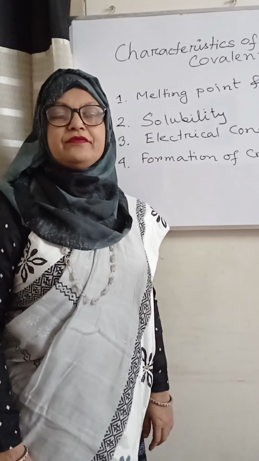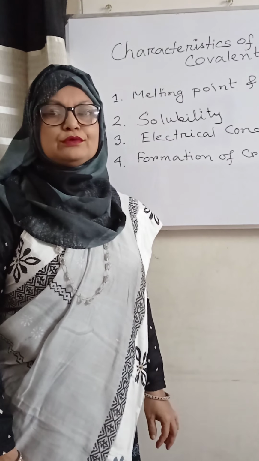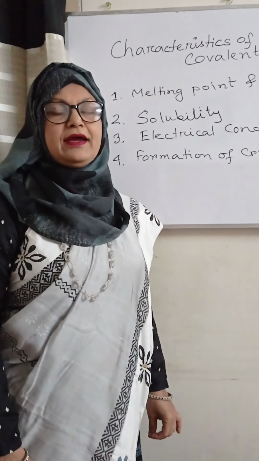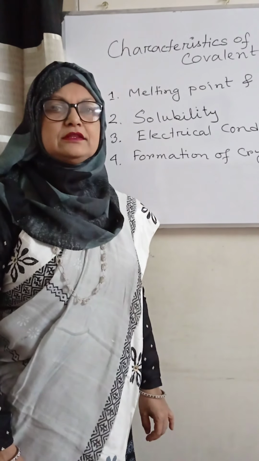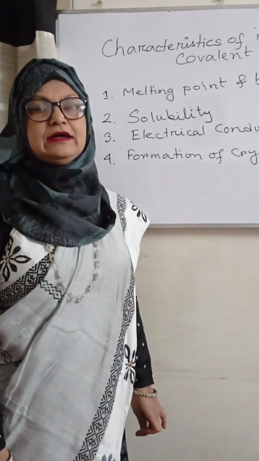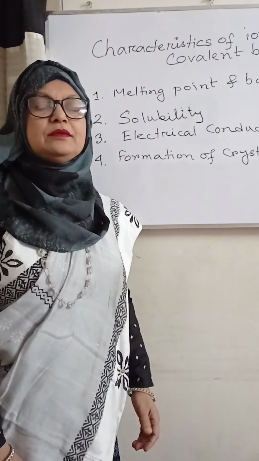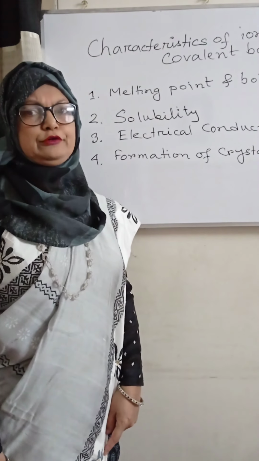So from the above discussion, we can conclude that ionic compounds have higher melting and boiling points than covalent compounds. On the other hand, covalent compounds have lower melting and boiling points than ionic compounds.